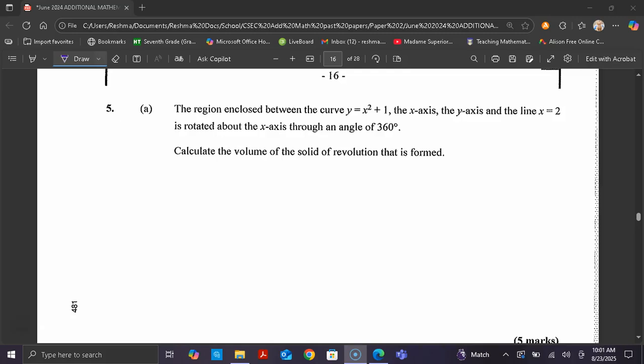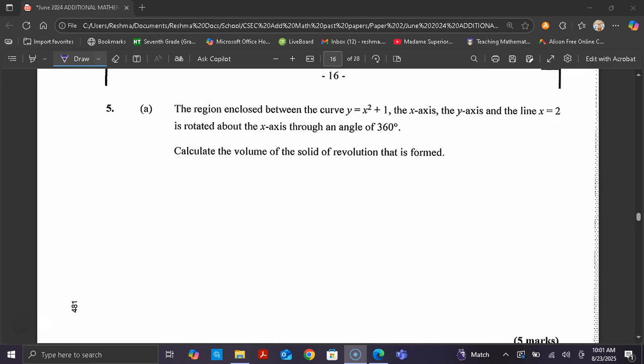Everyone, and welcome back to my series on worked solutions for CSEC Add Math Paper 2. So we're on June 2024 and we have reached question number 5, and we're doing part A, and this question has to do with integration.